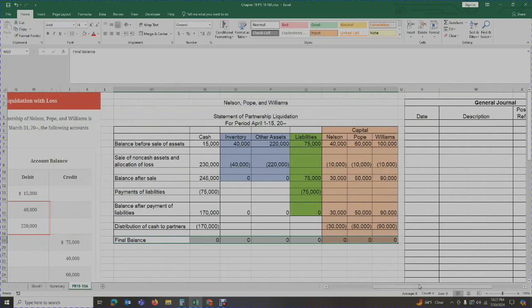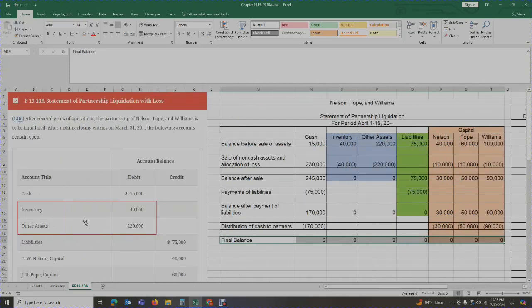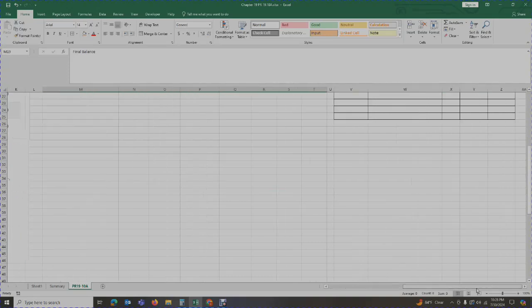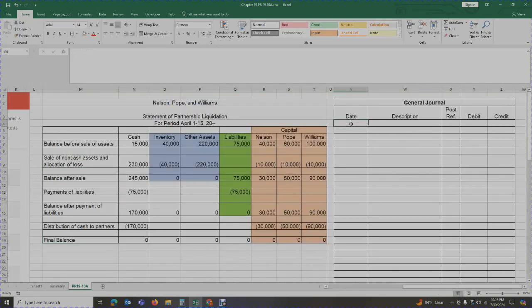Okay. Now the second requirement is to do the journal entries, the 4 journal entries. Okay. So let's go back to the problem, and it says the sale of the non-cash assets took place on April the 1st. So we're going to be doing 4 separate entries. Okay. So we're going to do April the 1st. What happened April the 1st? We sold our non-cash assets.